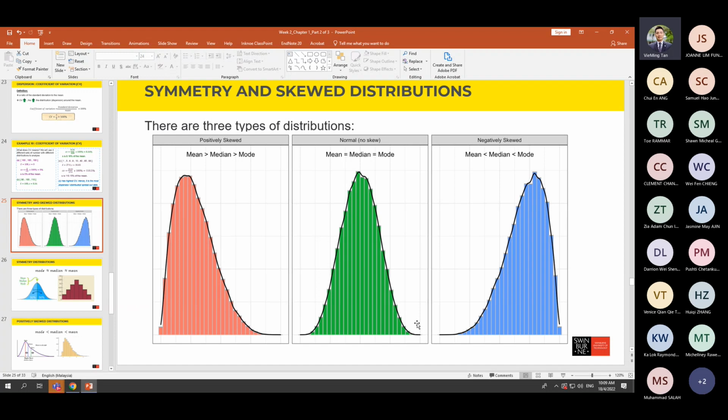Okay, if that's the case, we can conclude for the green graph that the data distribution is symmetrical or normally distributed. Because you can see if you divide this green area into two parts, the left-hand side is exactly equal to the right-hand side.